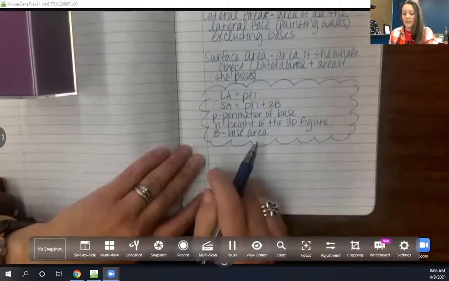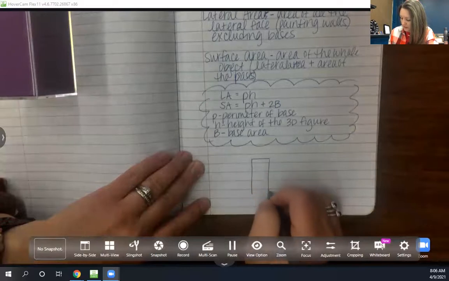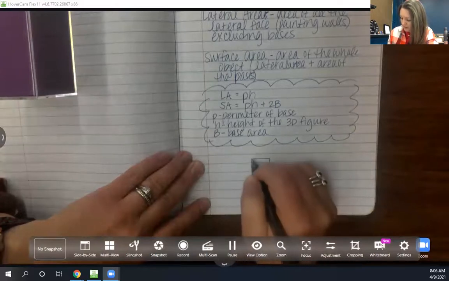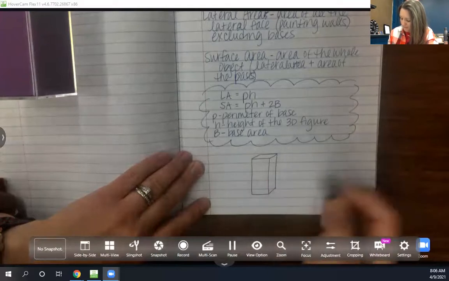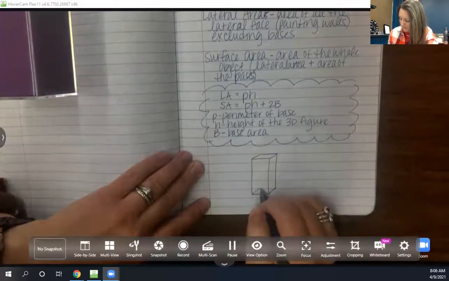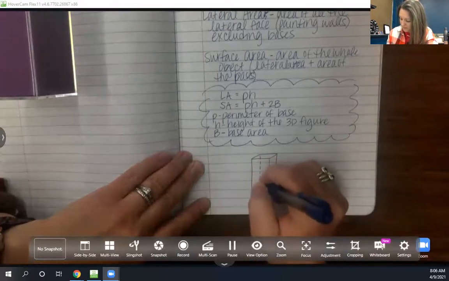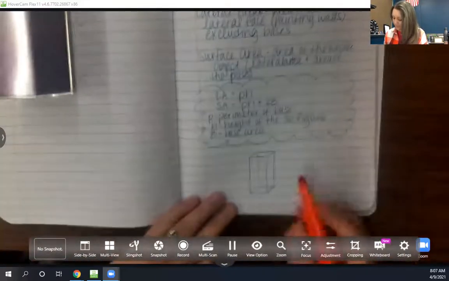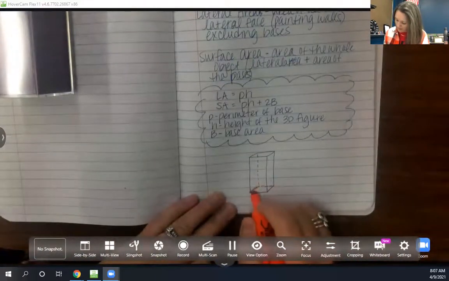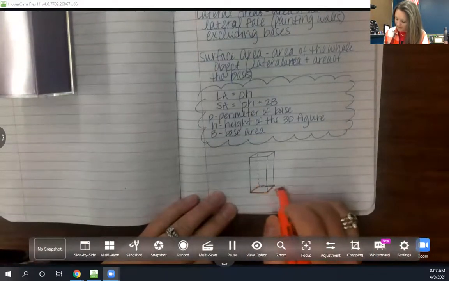All right, so let's see what we can do. Let's just name this right now. So I'm going to draw our little rectangular prism here. Not too shabby. All right. So perimeter of the base is all the way around, adding up all the sides, right? That's the P.